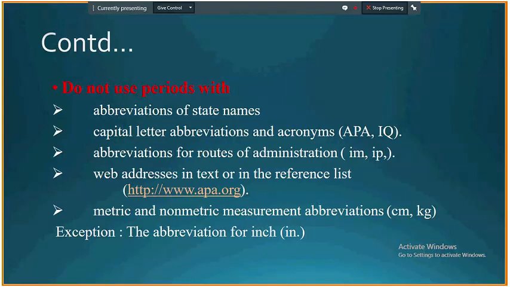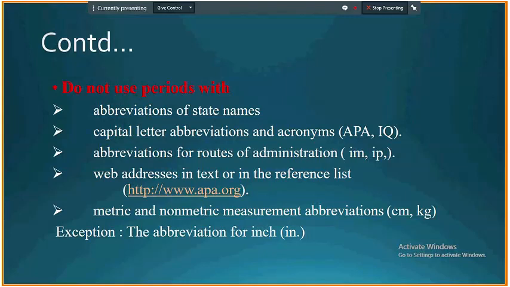First bullet, abbreviation of state names. We do not use a period. If any state name can also be written in abbreviation form, at that time we do not use the period. And the second bullet, capital letters. For example, the APA abbreviation. We need not use A period, P period, A period. And next, IQ. We don't use a period between the I and Q.